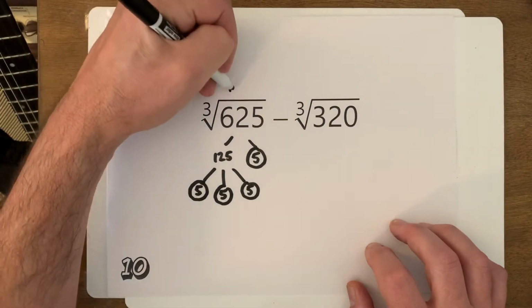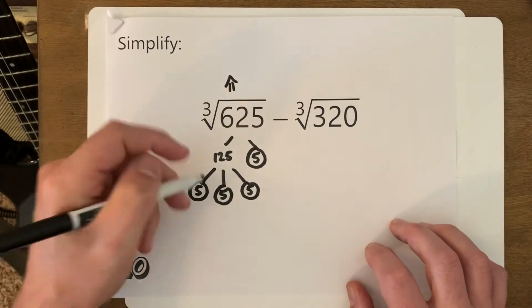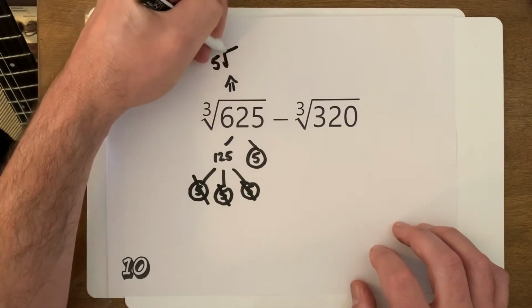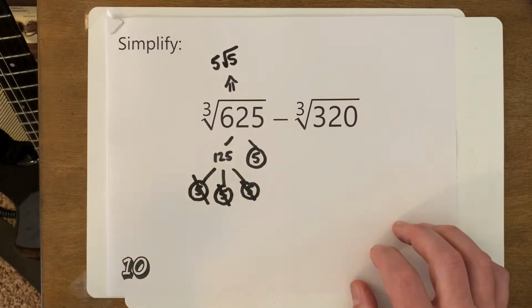All right, so this guy, it's a cube root. So 1, 2, 3. So we have 5 root 5. Oh, cube root 5. Yep, don't forget, because I'm bad about that.